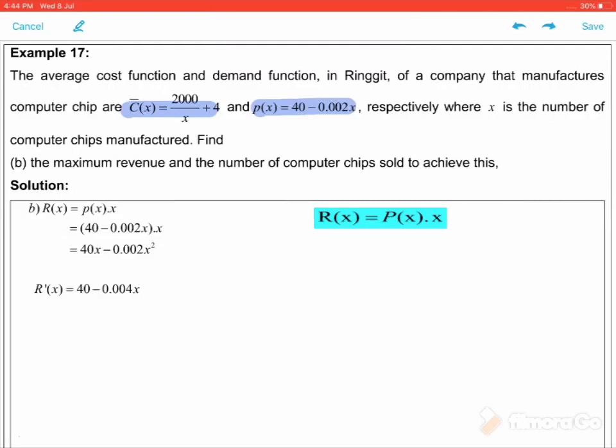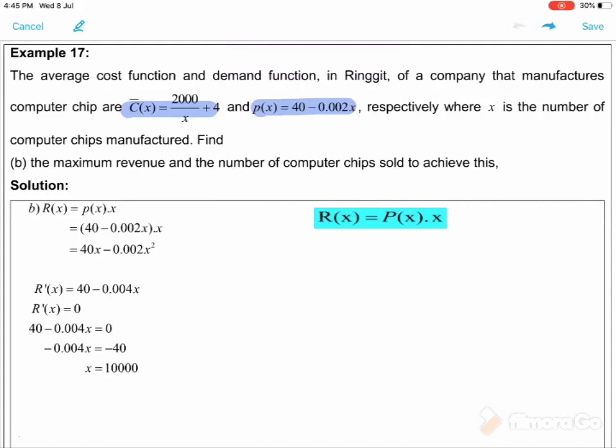In order to get the number of computer chips sold, we have to set the marginal revenue function equal to 0. So you get 40 minus 0.004x equal to 0. After we simplify, we will get negative 0.004x is equal to negative 40. So our x is equal to 10,000.